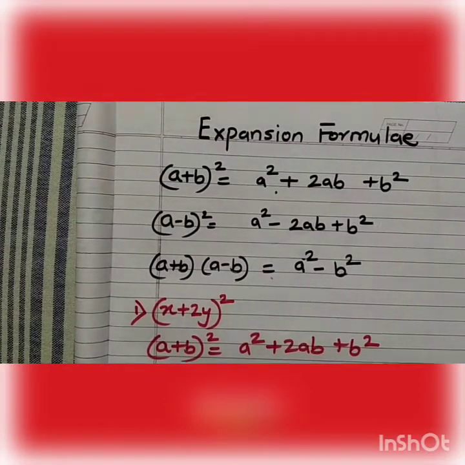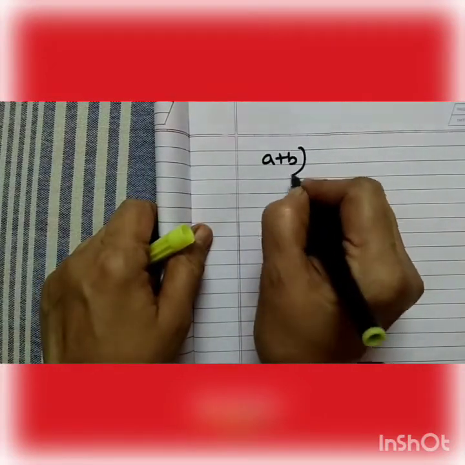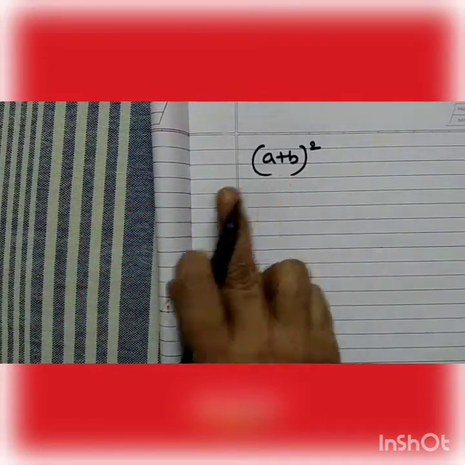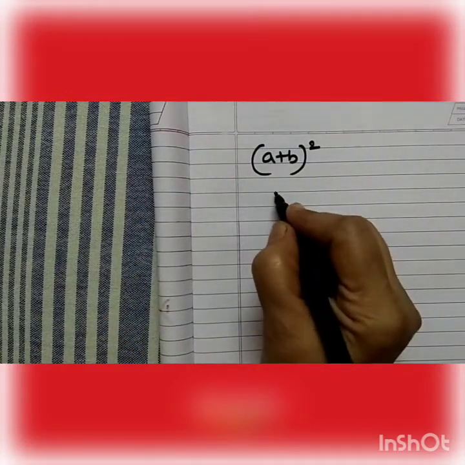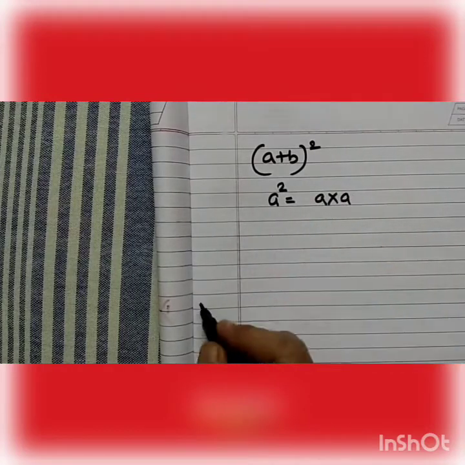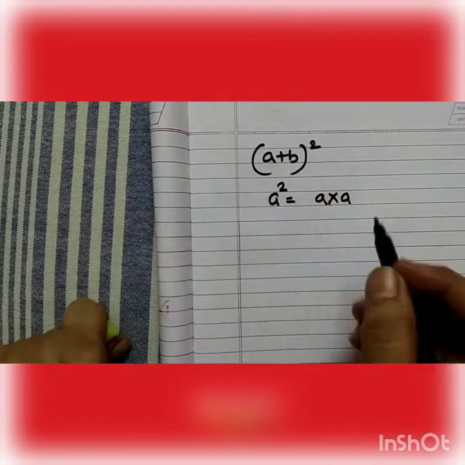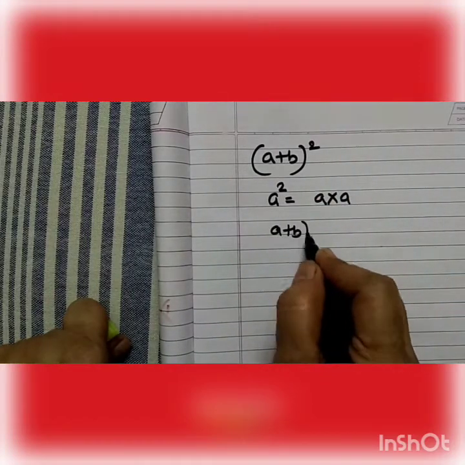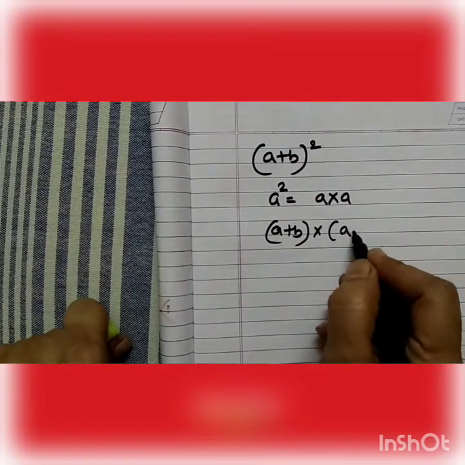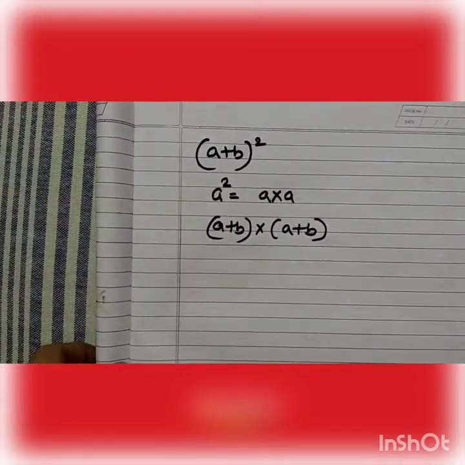I'll just explain it to you by solving. See here, we have a plus b whole square. Now what do you mean by this? Whenever I say a square, what does it mean? A multiplied by a, isn't it? 2 times. So in the same way, a plus b square, it is 2 times. So this is a plus b multiplied by a plus b, 2 times, right? A plus b into a plus b.